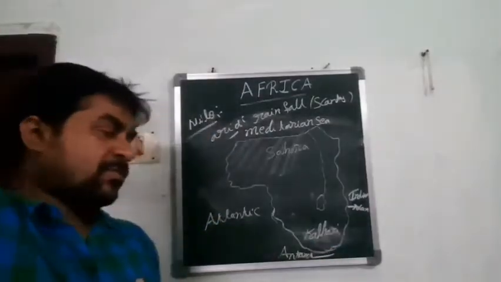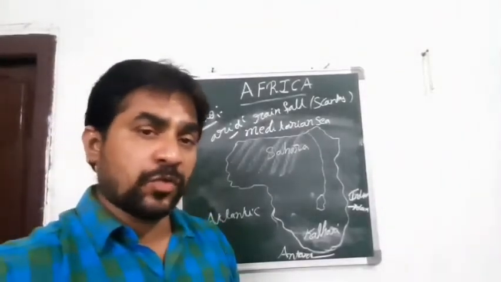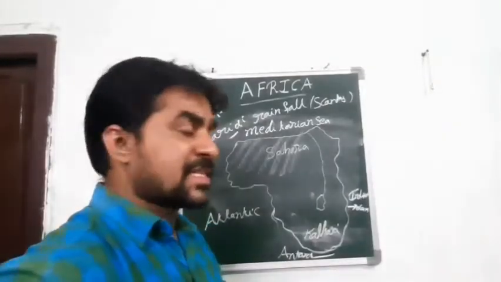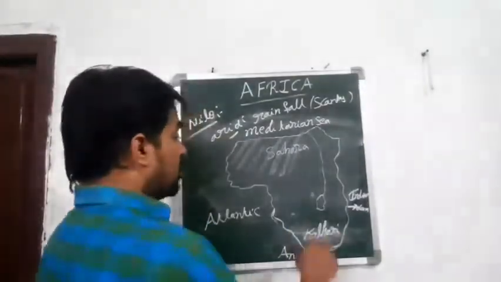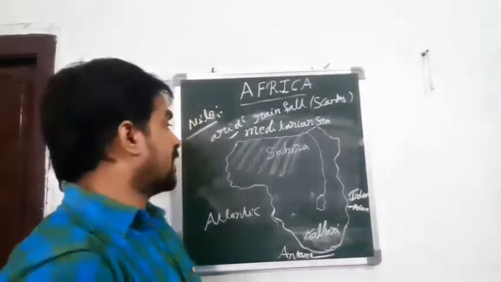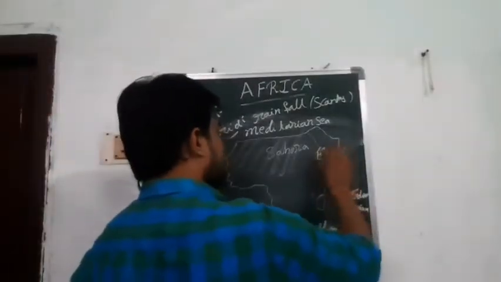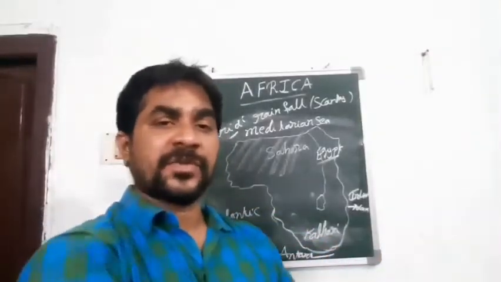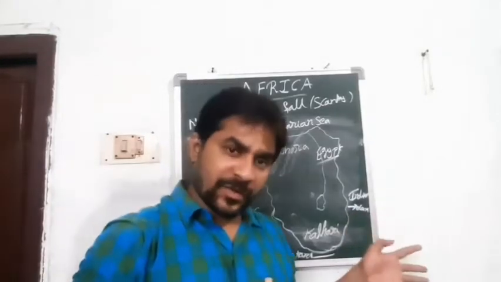Okay, and one more thing: one of the longest rivers around the world is the Nile. The Nile river is also found in the region of Africa. This Nile river starts from Lake Victoria, in Tanzania, and goes to the northern side through the Sahara Desert. It enters the Mediterranean Sea. Because of this, Egypt gets water. If there were no Nile river, Egypt would be converted into a desert only.